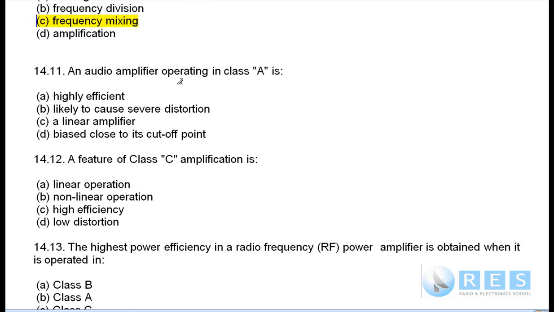14.11. An audio amplifier is operating in class A. Is it highly efficient? Well, class A is not highly efficient. Likely to cause severe distortion? No, class A is linear. It's a linear amplifier. That's the answer.